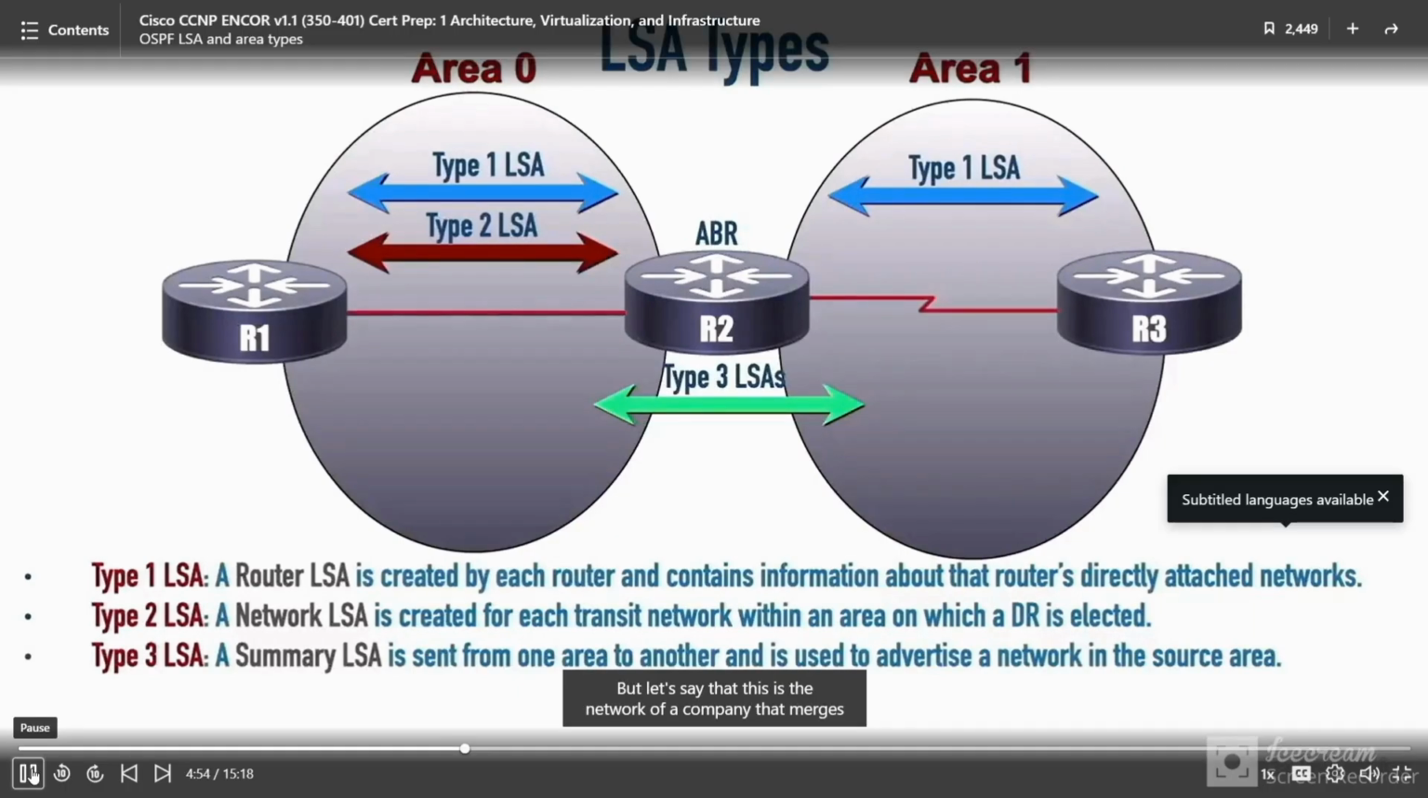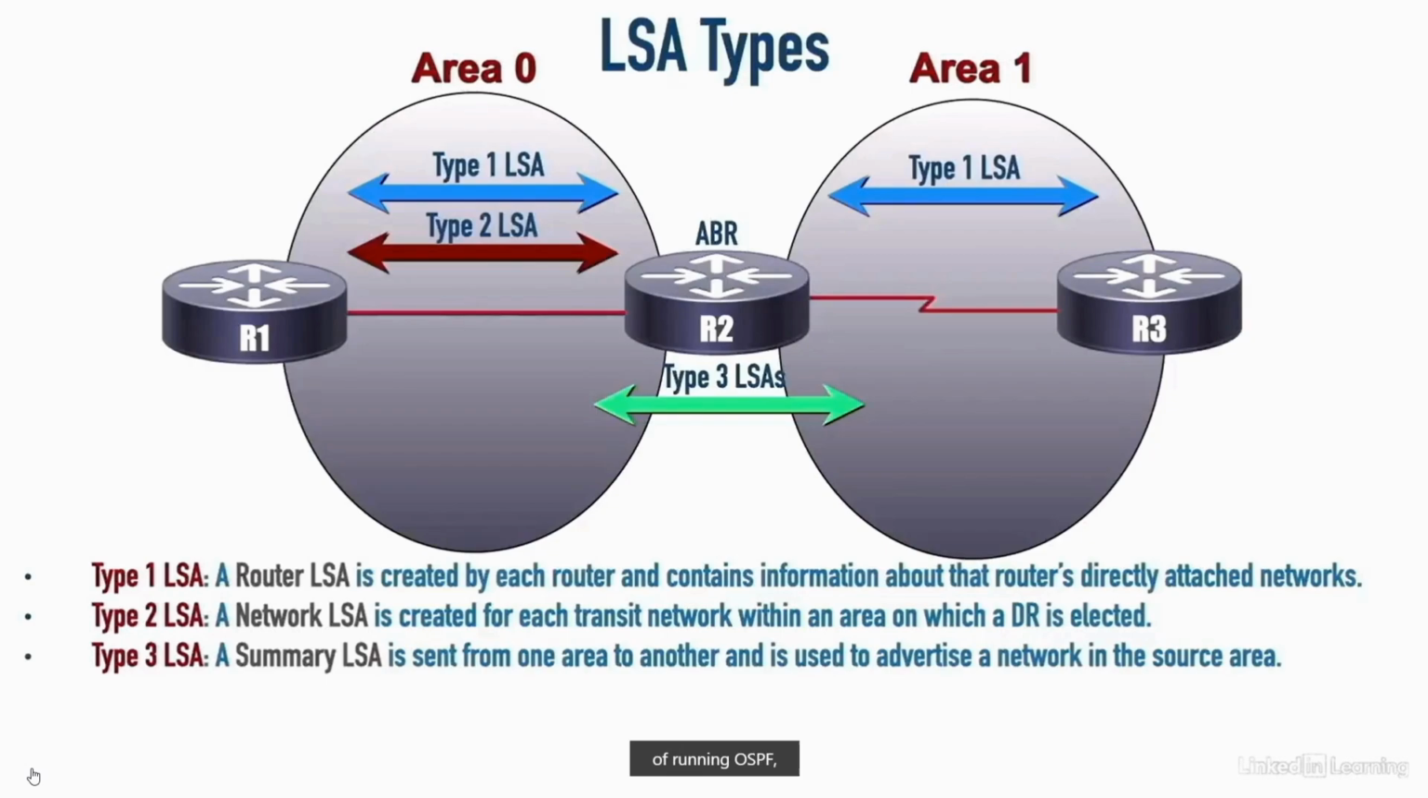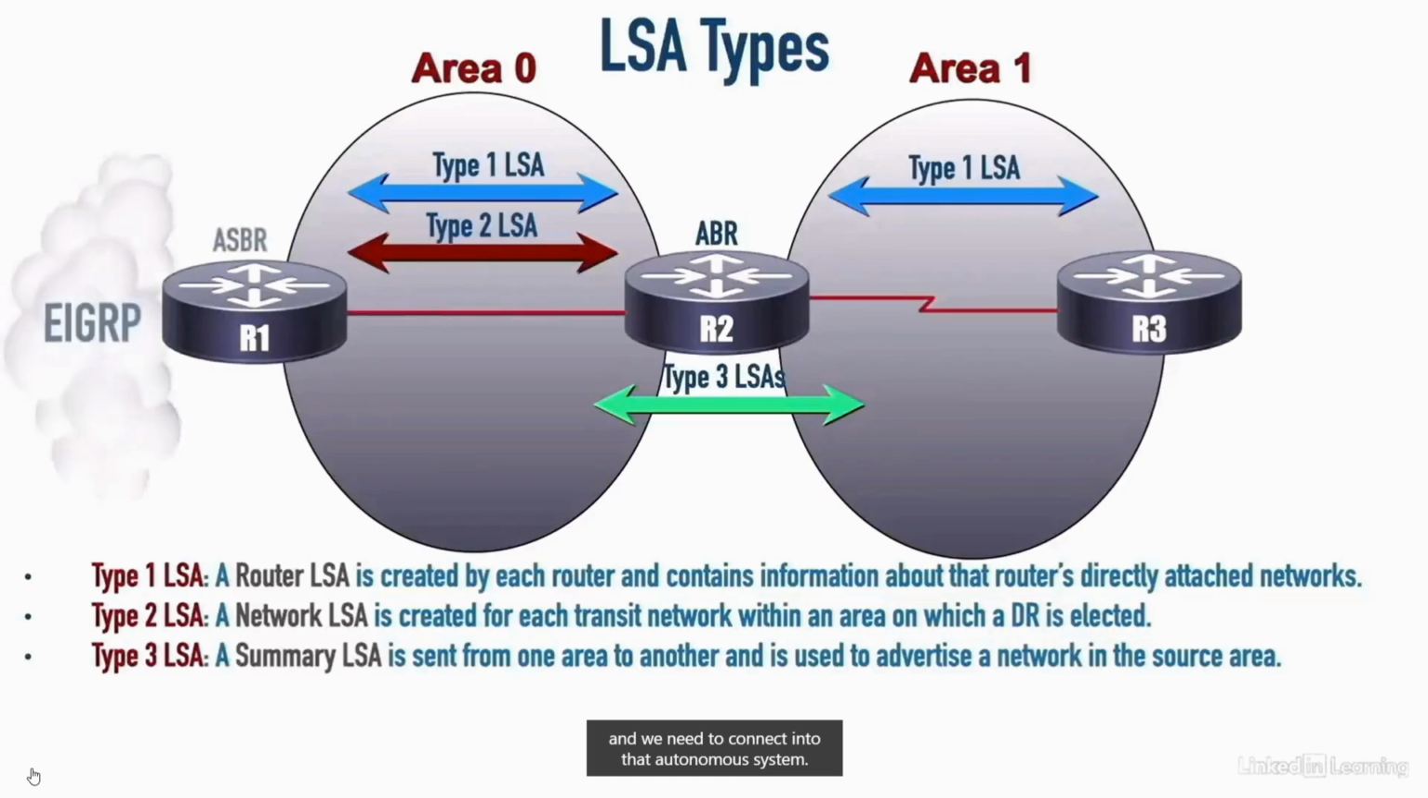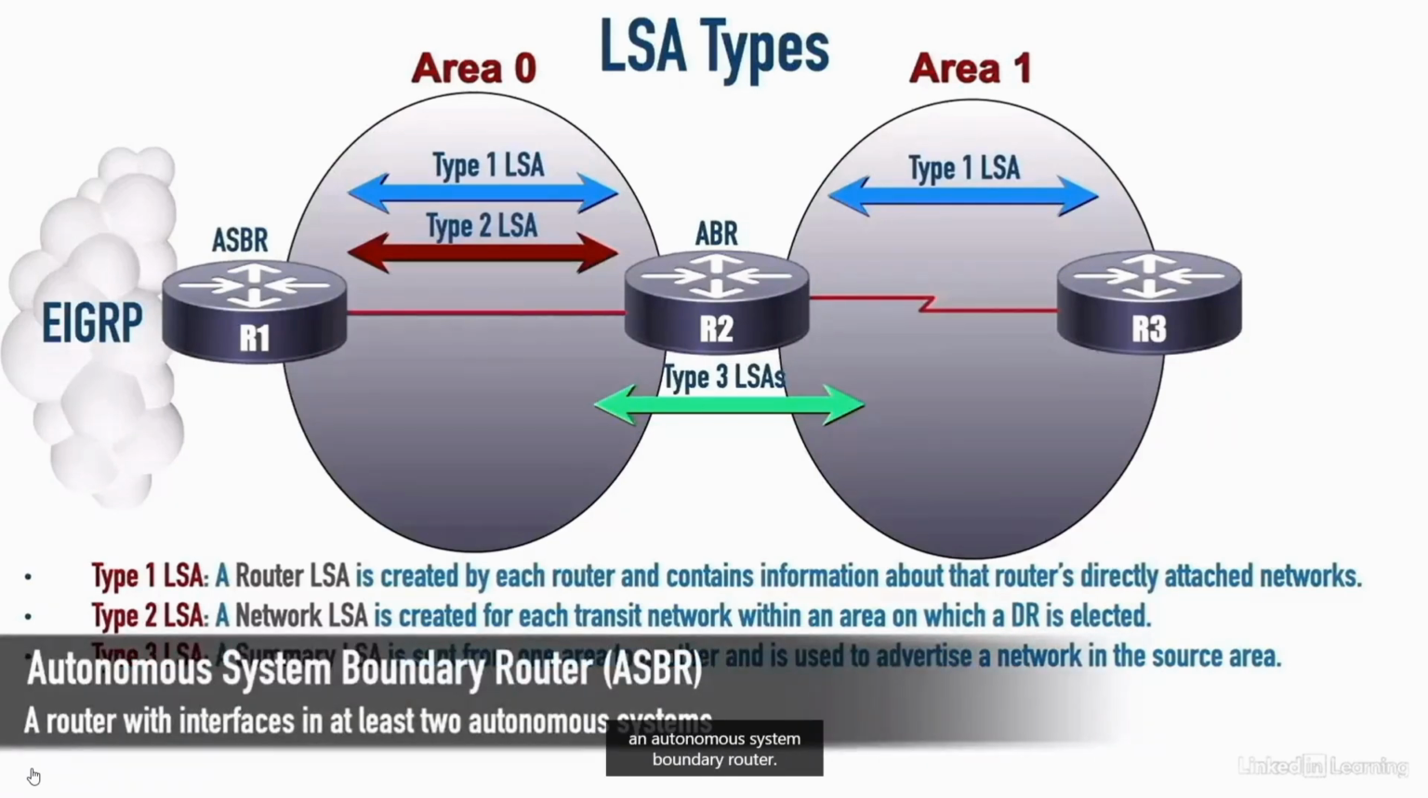This is the network of a company that merges with another company. And this other company, instead of running OSPF, maybe they were running EIGRP. And we need to connect into that autonomous system. Well, a router that connects between autonomous systems is called an ASBR, an Autonomous System Boundary Router.